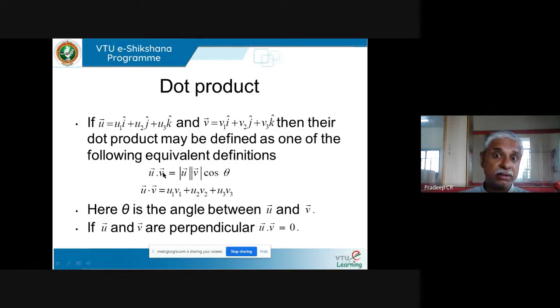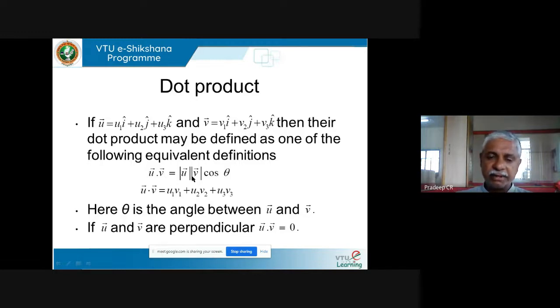So the answer to the dot product of two vectors is a real number, at least in our course. When you take the dot product of two vectors, you will not get a vector. Instead, you will get a number. A scalar, which is actually a real number in this case.